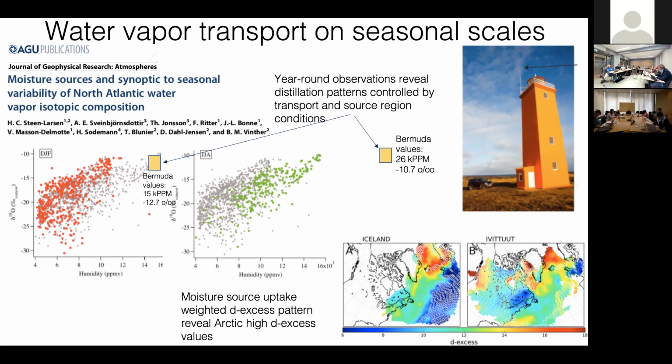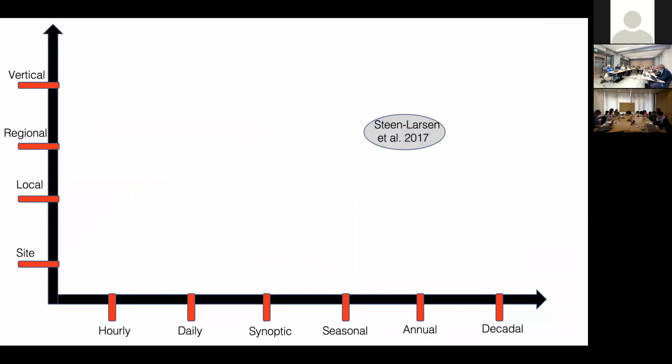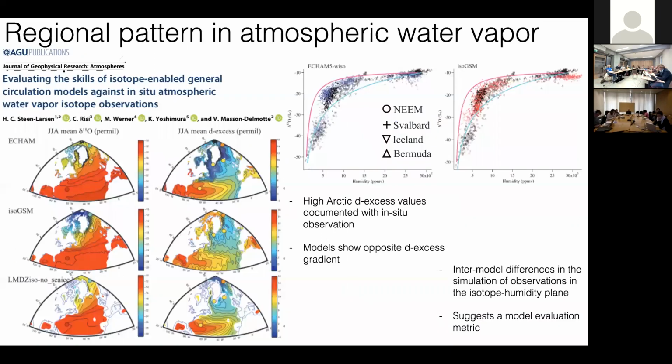tracking. So moving on and focusing a little bit more on the high DXS, we go to a paper by myself from 2017, in which we took the observations from Svalbard, Iceland, South Greenland, and Bermuda, and compared them with isotope-enabled general circulation models nudged to the weather. This was, of course, only made possible with the help of my colleagues, Camille Risi, Martin Werner, and Kei Yoshimura, who provided the model simulations here. And what we found, I'm just going to focus on the DXS, so that is the right panel here, was that all the models did actually have biases compared to the observations in the north-south Atlantic gradient. And they were actually quite opposite.